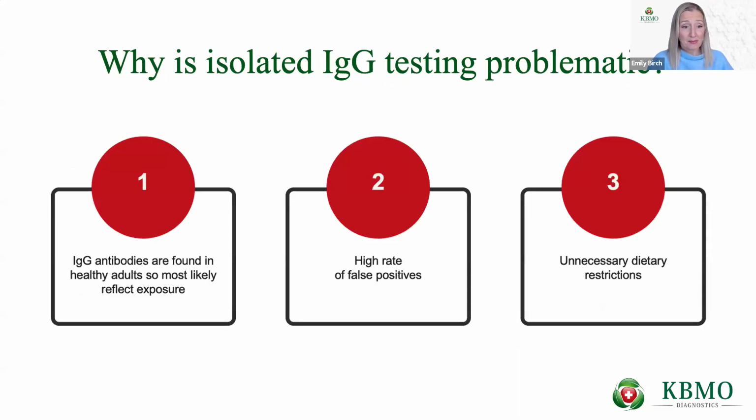And the reason it's problematic is because there are a number of reasons, but three of the biggies are right in front of us now. So first things first, IgG antibodies are found in healthy adults. So they most likely reflect exposure, not necessarily reaction. Recognition, not necessarily immune response. High rate of false positives as a result, and that down the line invariably results in unnecessary dietary restrictions.